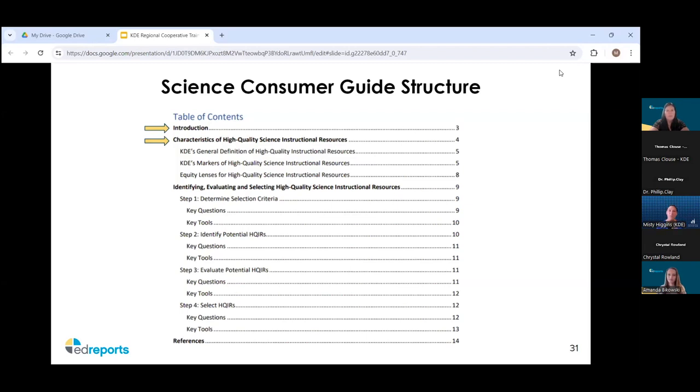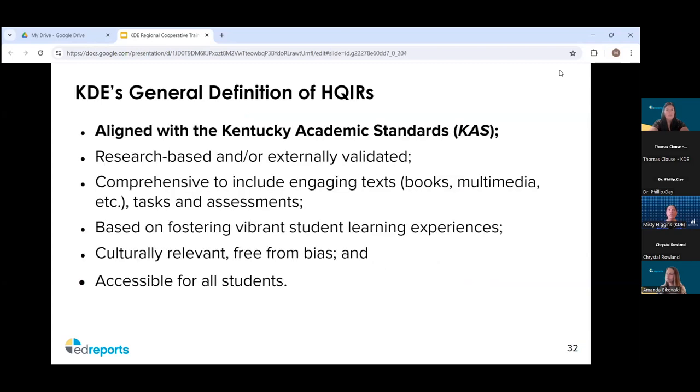The second section, which is where we're going to dig in here in just a minute, focuses on the specific characteristics of high-quality science instructional resources. That section is going to open with framing around KDE's general definition of HQIRs, and that definition includes six characteristics. You can see those here on the slide. I'm going to pause and give you a moment to read through the six characteristics of HQIRs in general.